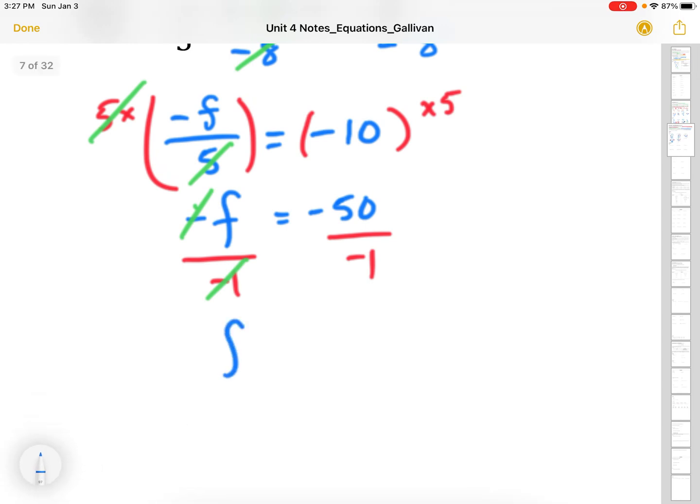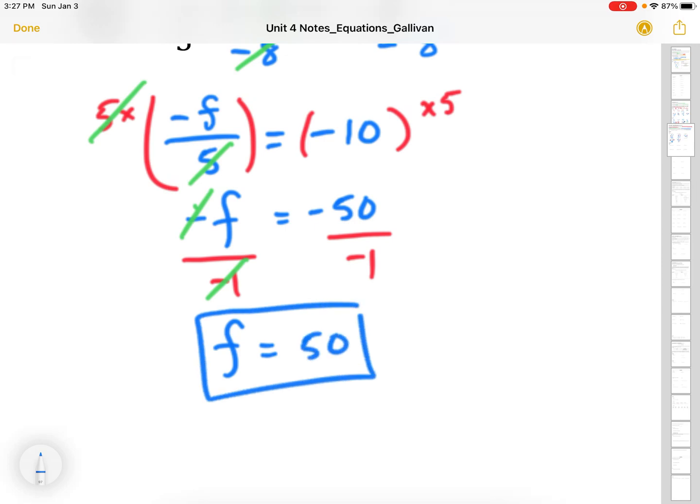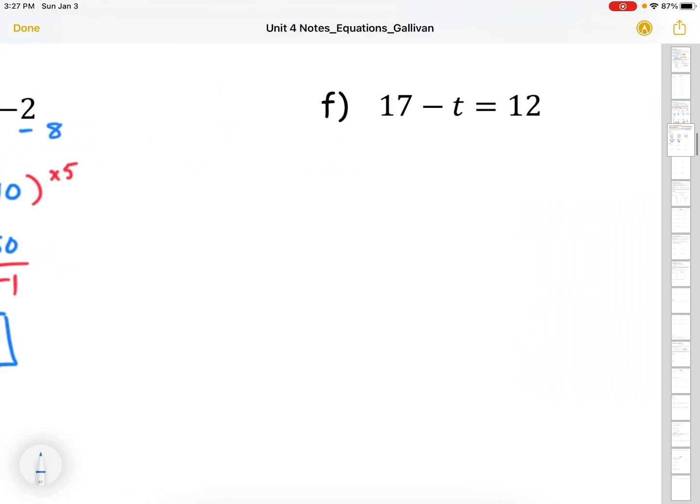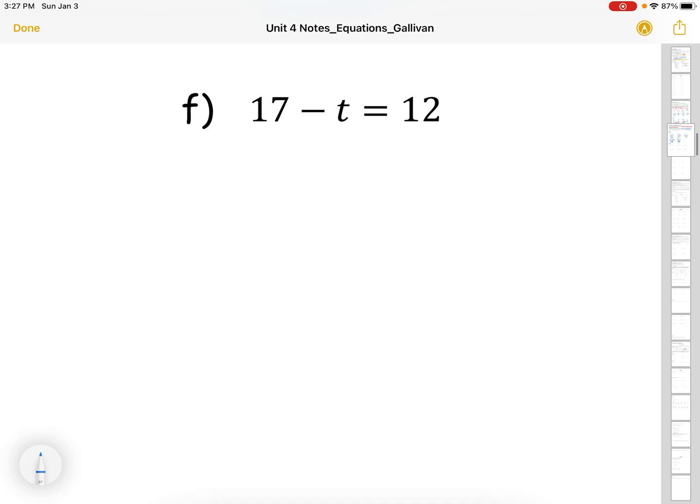I want to know the value of positive f. So negative 50 divided by 1 is positive 50. So don't forget about that negative sign. You still need to move it and get rid of it. Okay? Alrighty. Another one here.